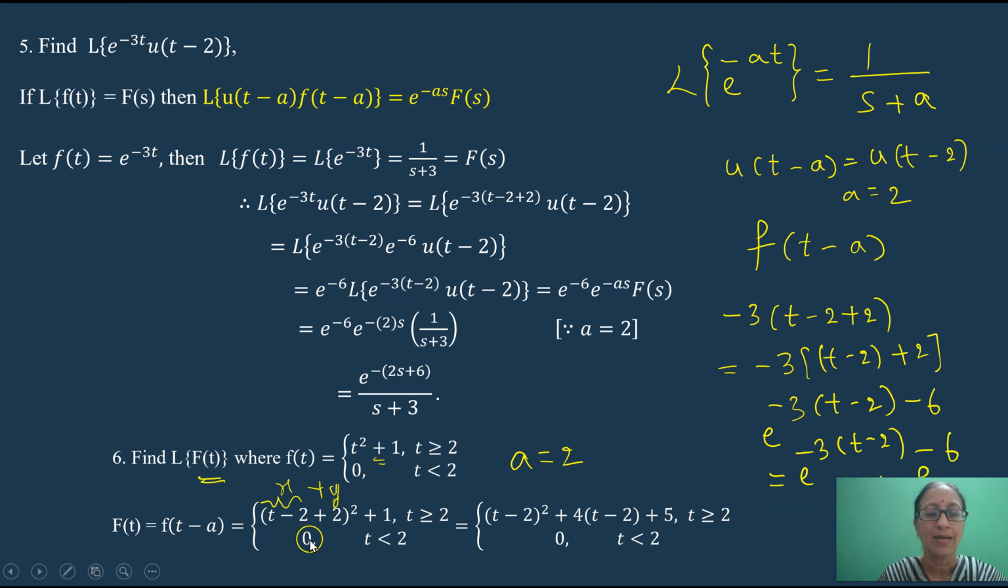Now here the next value is 0 when t is less than 2. Understood? So now we have converted this function f of t into f of t minus a. So this is the definition of capital F of t. Right? Now we can find the Laplace transform of this using the formula for the Laplace transform of capital F of t.